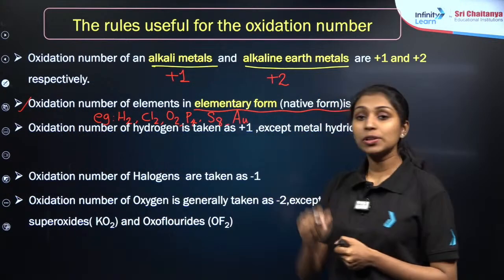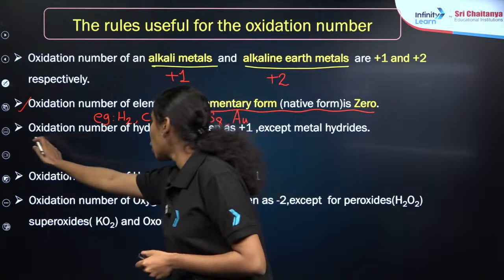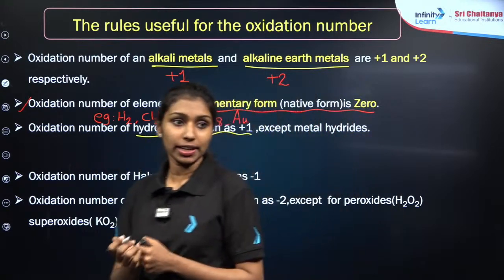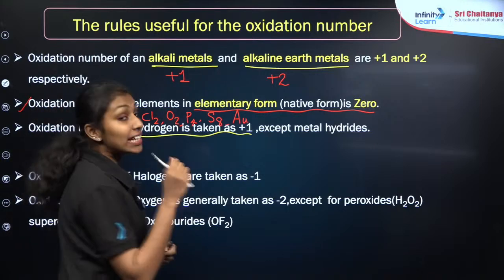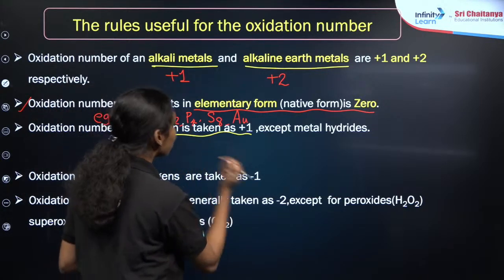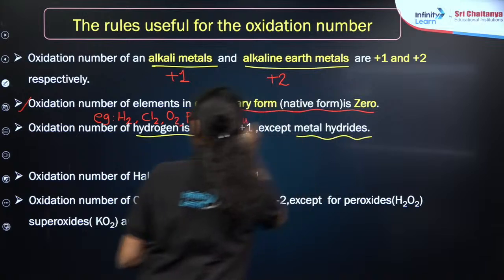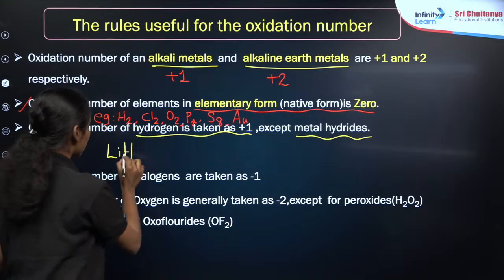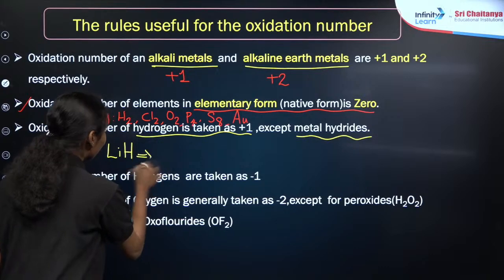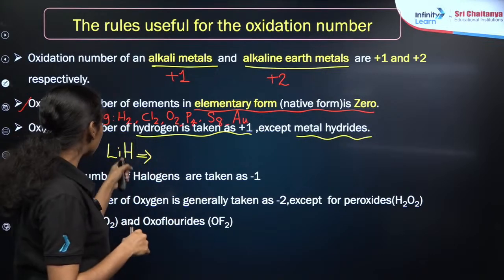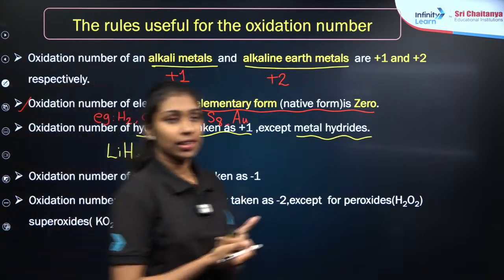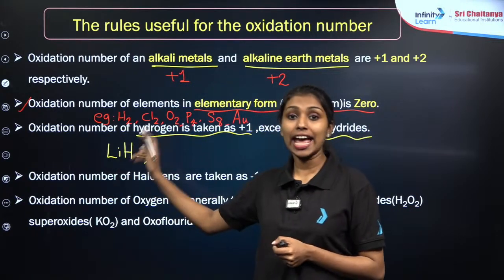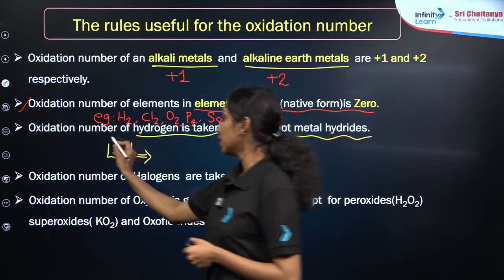Now, the third point about oxidation number is that the oxidation number of hydrogen is taken as +1. But there is an exception: whenever we are considering metal hydrides, for example lithium hydride. Lithium is a metal that forms a hydride with hydrogen. What will be the oxidation state of the hydrogen atom in lithium hydride? Lithium is already an alkali metal, so it has the oxidation state of +1.